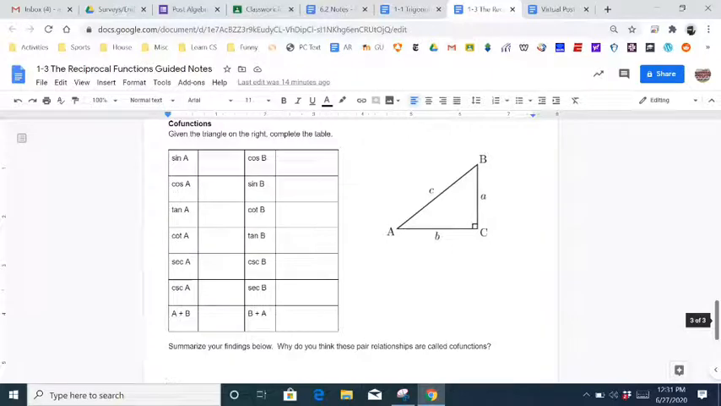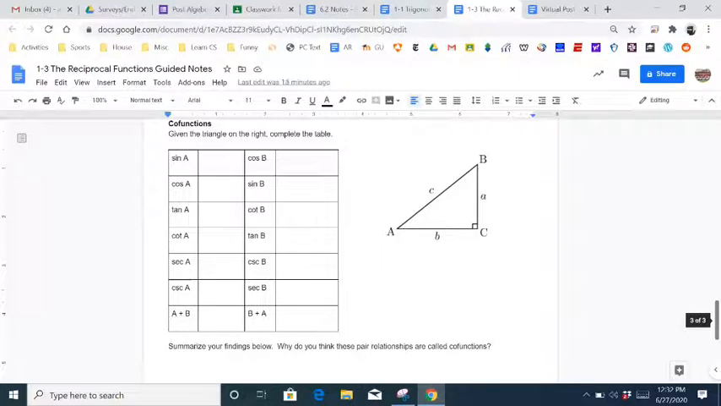The last row refers to angles A and B. What's the measure of angle A plus the measure of angle B? Then I want you to look at what you found and look for a relationship between the sine of A and maybe the cosine of another angle. Write it down, and then once you've done that, unpause the video and see if we came up with the same thing. If we came up with different things and you're not sure why, please ask about it.